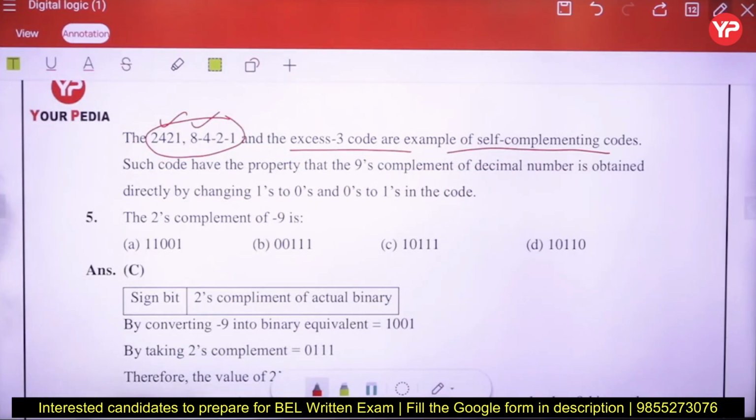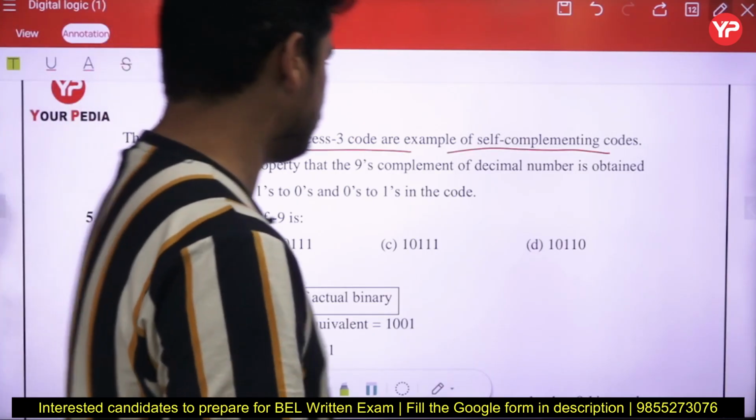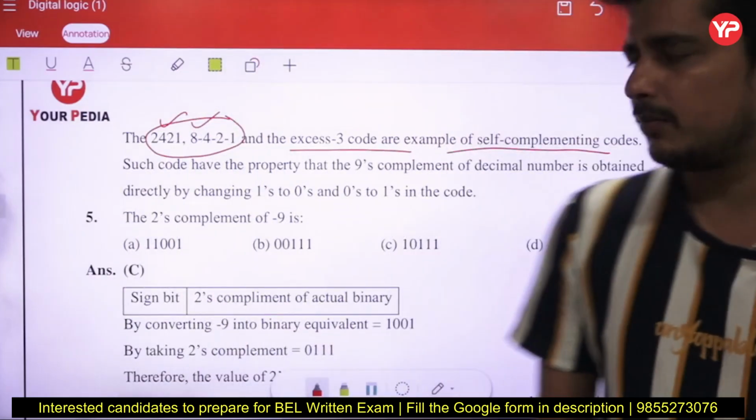Self complementary code is what? A code where the 9's complement of a decimal number is obtained by directly changing 0 to 1 and 1 to 0, right? Those codes are called self complementary codes.